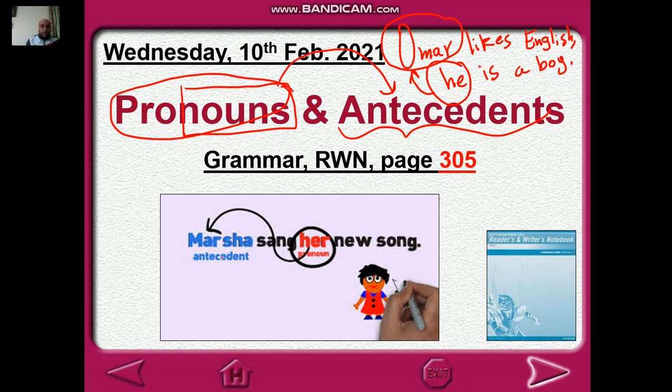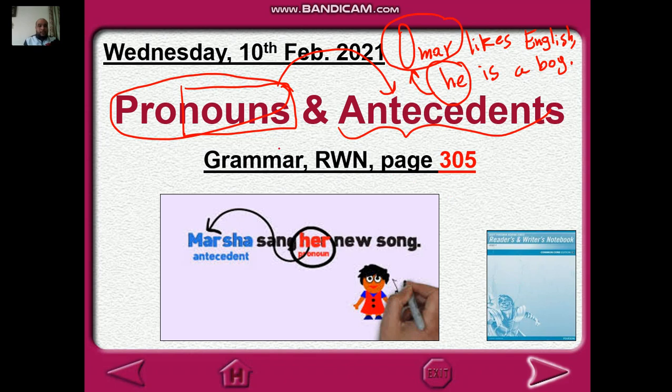For example, here, Marsha sang her new song. Of course, here we are talking about another kind of pronouns. We are not talking about the subject and object pronouns. And today we're going to revise 4 kinds of pronouns. So her, okay, is replacing Marsha here, okay? Because the original sentence is going to be Marsha sang the song, the new song of Marsha. Okay, so Marsha sang her new song. It's a possessive pronoun, okay, because it belongs to Marsha.